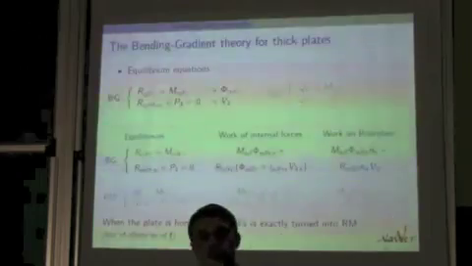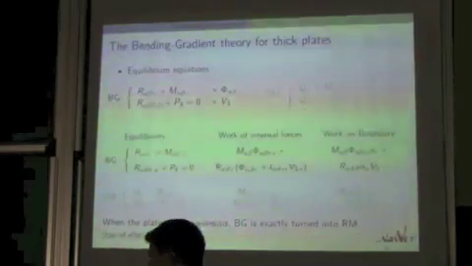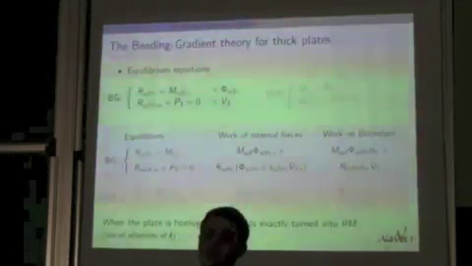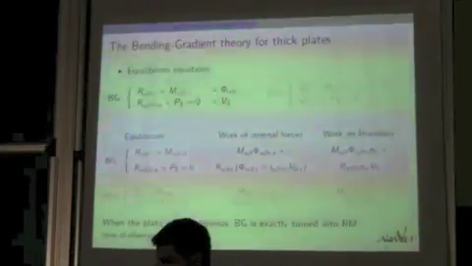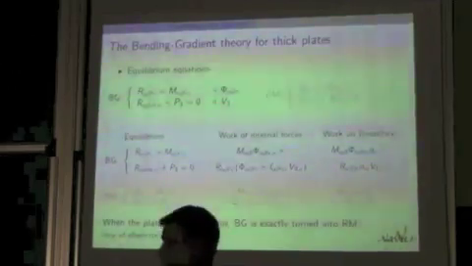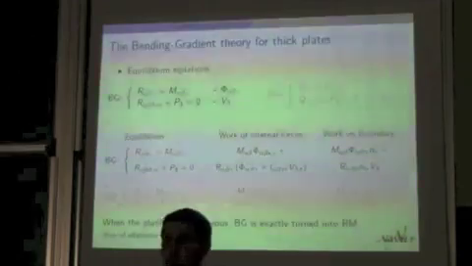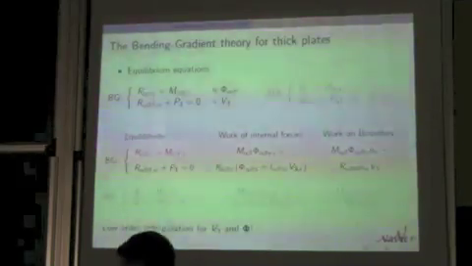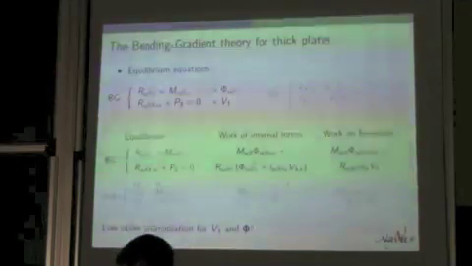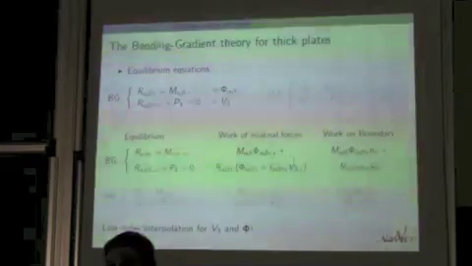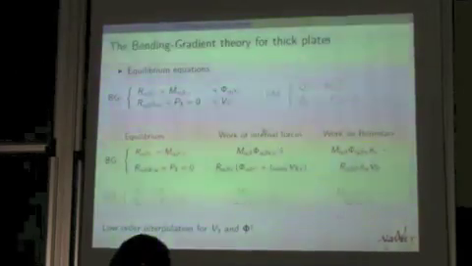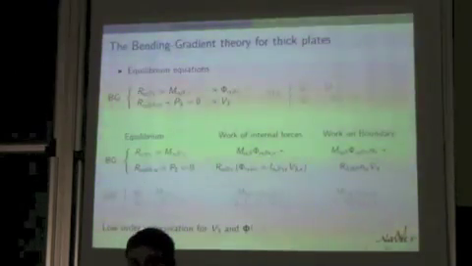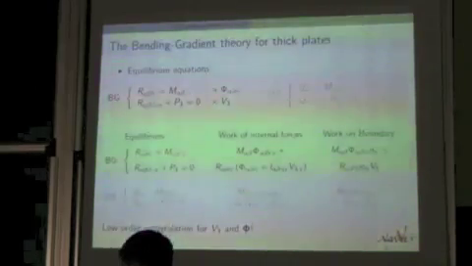It turns out that when the plate is homogeneous, the transverse shear constitutive equation, which is a 6th-order tensor, loses its elasticity, and it exactly turns the bending gradient plate model into the Reissner-Mindlin plate model. Okay, because the plate is homogeneous. That's the first point. The second point is that if you look carefully in the work of the internal forces, I have only 1st-order derivative of the displacement fields. Okay, so this is really important in terms of numerical implementation and practical understanding of the plate model.